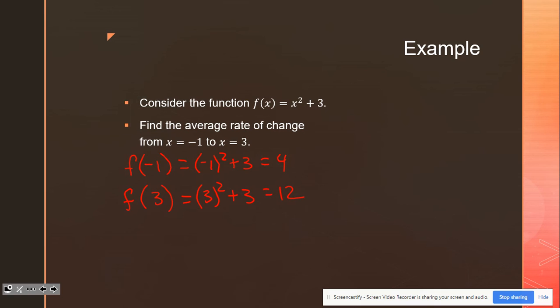Now to calculate the average rate of change, we'll take f of 3, which is 12, subtract f of -1, which is 4, over 3 minus -1. Doing that calculation, 12 minus 4 gives me 8. 3 minus -1 gives me a 4. So my average rate of change here is 2.